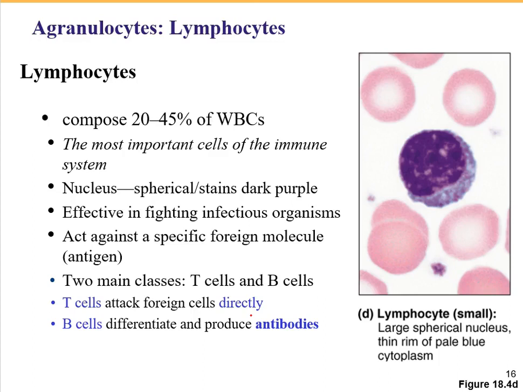Next, we have the category of the agranulocytes, which means we cannot find visible granules in their cytoplasm. So we have the lymphocytes, which are a type of white blood cell that makes up about 20 to 45% of white blood cells. When you look at a lymphocyte under a microscope, you'll notice that its nucleus is usually large, spherical, and stains dark purple. And then you can find a very thin rim of cytoplasm around the nucleus.